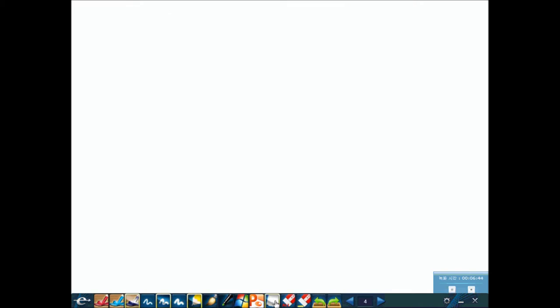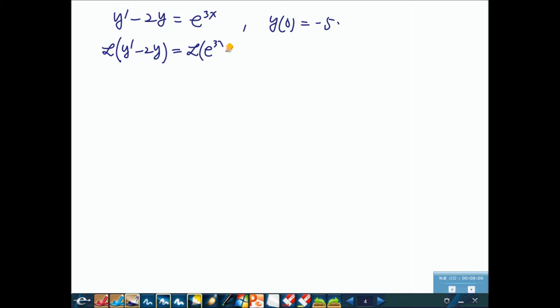Let me give you an example problem. y prime minus 2y is e to the 3x, y of 0 is minus 5. Whatever is given, you take the Laplace transform to go to the s domain. So the Laplace transform of y prime minus 2y. Since it's the first time, I'm going to write it in very detailed steps. Using linearity of the Laplace transform, you can write this as the Laplace of y prime minus 2 Laplace of y is the Laplace of e to the 3x.